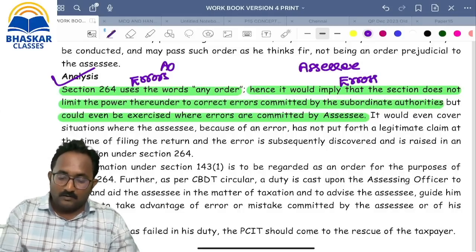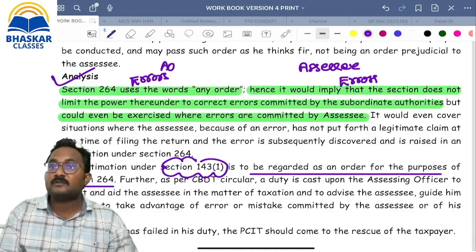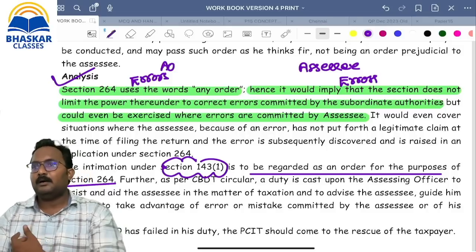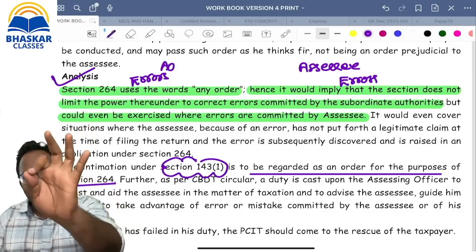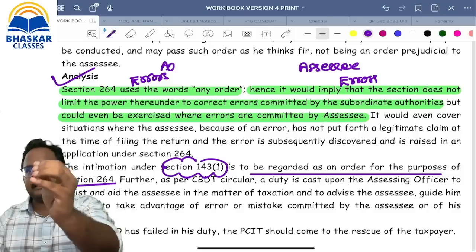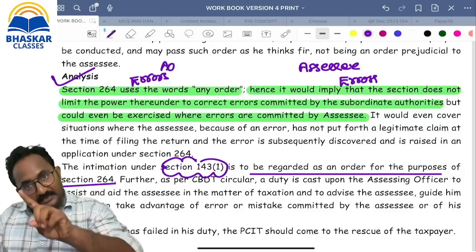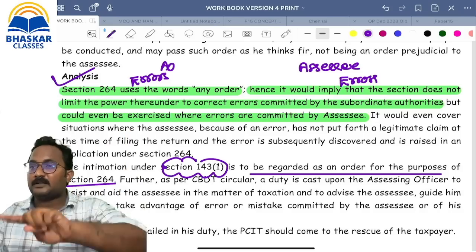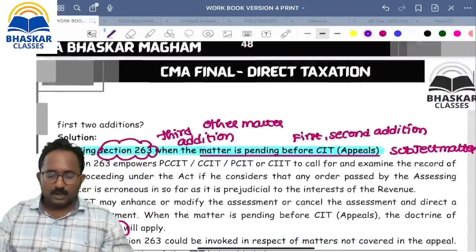But remember, 143(1) also can be treated as an order for the purpose of 264. Remember, 143(3) scrutiny assessment is an assessment order only. 144 best judgment order is an assessment order. 147 income escapement order is an assessment order. These are all assessment orders. We can go for an appeal. We can do the revision also. But 143(1) also can be treated as an order for the purpose of appeals and for the purpose of revision. Seven-mark question. Remember.